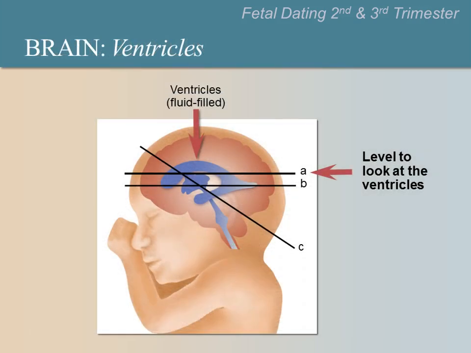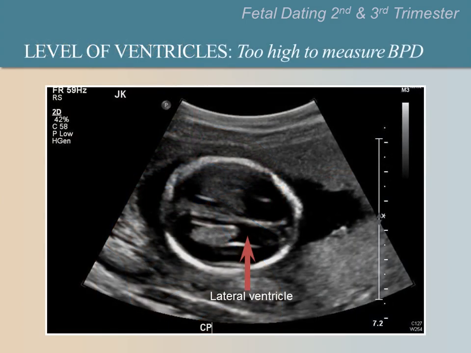Another way to judge your image is by looking for ventricles. Ventricles are seen best at level A. Ventricles are near the top of the head. Please note the lateral ventricle in this image. Ventricles contain fluid and tissue that makes fluid. The fluid is black, and the tissue that makes fluid, the choroid plexus, is echogenic and bean-shaped.